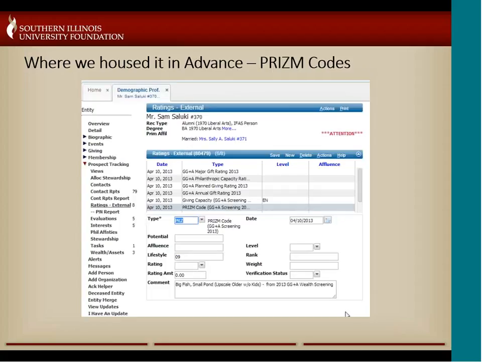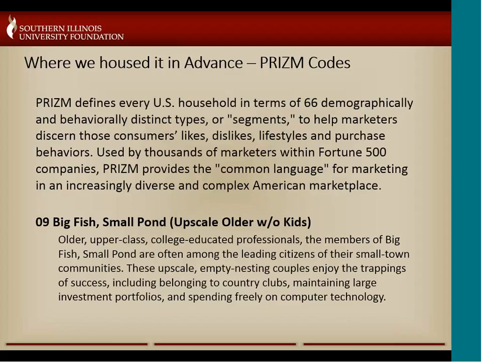Another thing that we put in external ratings were PRISM codes. Claritas is a company that basically assigns a code to every household in the United States, I believe. And you can see we put that Claritas PRISM code in external ratings, and Sam Saluki and his wife are in the big fish, small pond, upscale, older without kids category. Let me show you a little bit. Here's a blurb that tells what PRISM codes are. There are 66 different segments, and they're used for all sorts of marketing. And we are employing that.